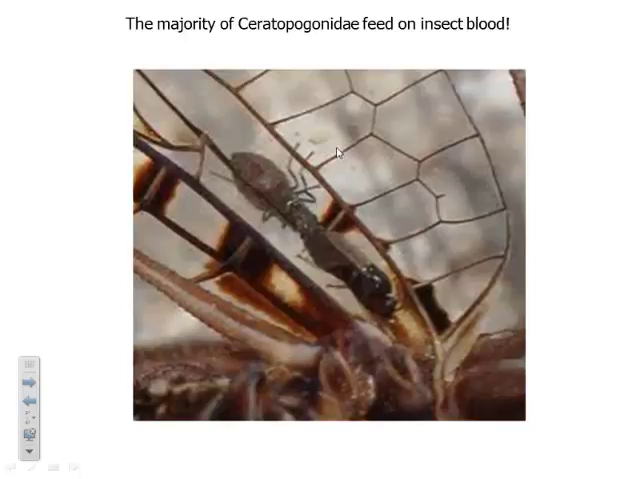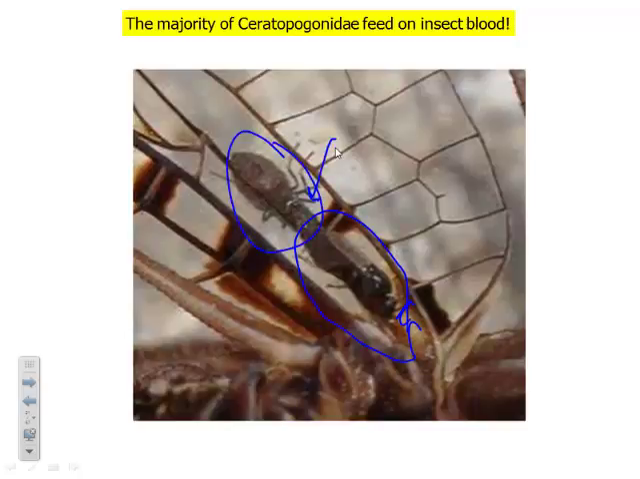Okay. So most ceratopogonids, the majority of species, feed on insect blood. And if you imagine, this is a dragonfly wing, and if you take a look, there's a female here feeding on the vein on the dragonfly wing. On the opposite side is another female feeding on the vein of the dragonfly wing. You'll see this on butterflies. You'll see this on caterpillars. All sorts of insects get fed on by ceratopogonids.